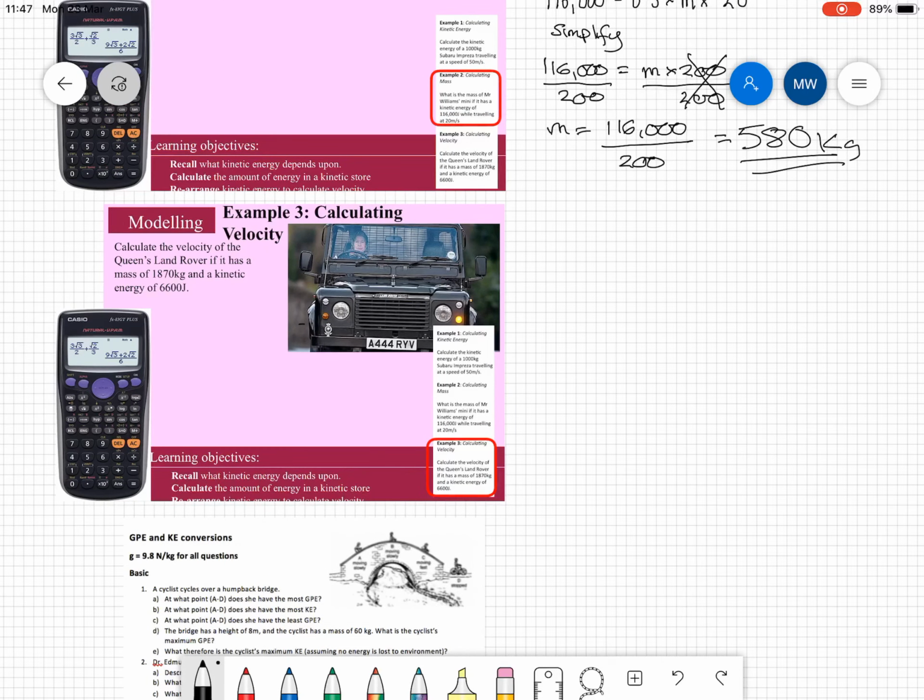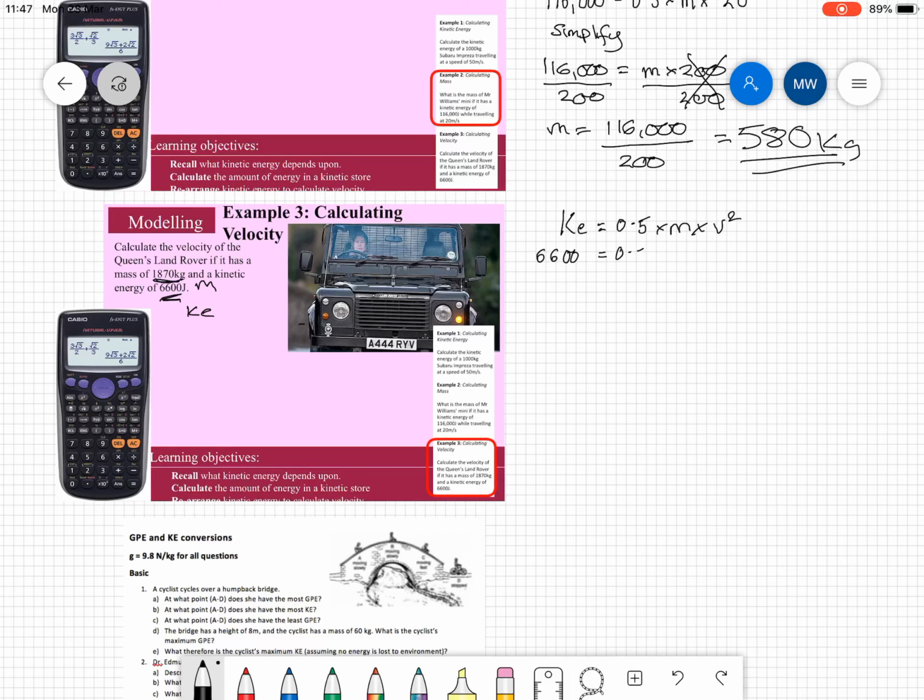Okay, on to example number 3. Now this is the more tricky of the 3 examples because we're working out velocity, and in this equation velocity is squared, so I'm going to have to square root it at the end, and that's often the bit that people forget to do. So I've written out my equation. I'm then going to start working out what they've given me. So they've given me mass and they've given me kinetic energy. So I'm going to write that out underneath the standard equation.